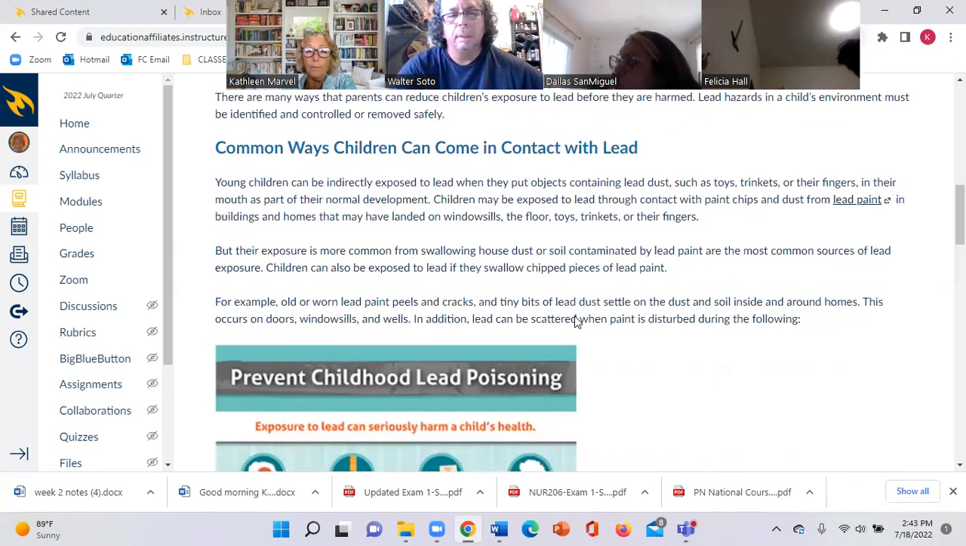Common ways children can come in contact with lead, right? So young children can be indirectly exposed to lead when they put objects containing lead dust, toys, trinkets, or their fingers in their mouth as part of normal development, right? Kids may also be exposed through contact with paint chips and dust from lead paint. This could happen in buildings, homes. Dust may have landed on the windowsill. Right? They're touching it, it gets on their fingers, and their fingers are always in their mouth.